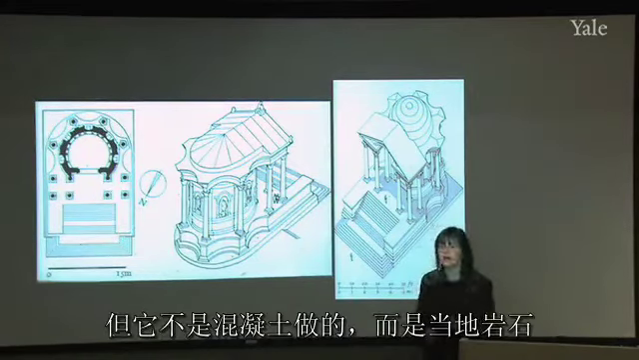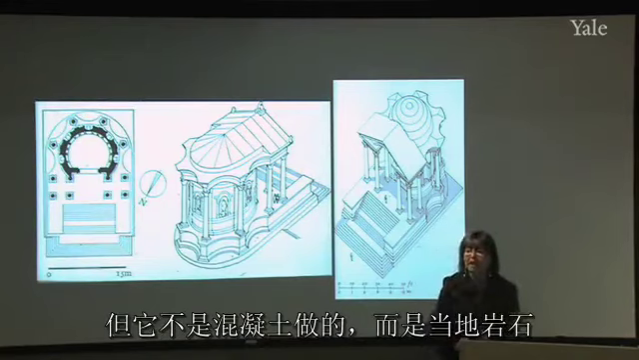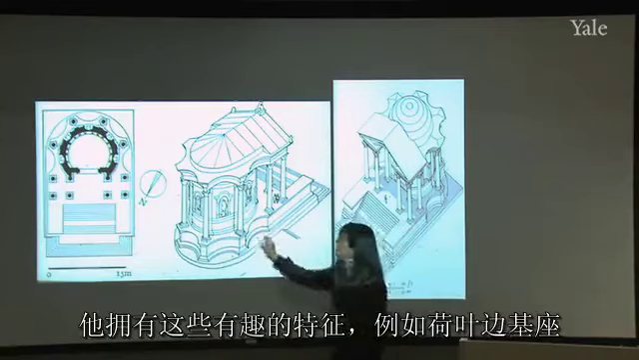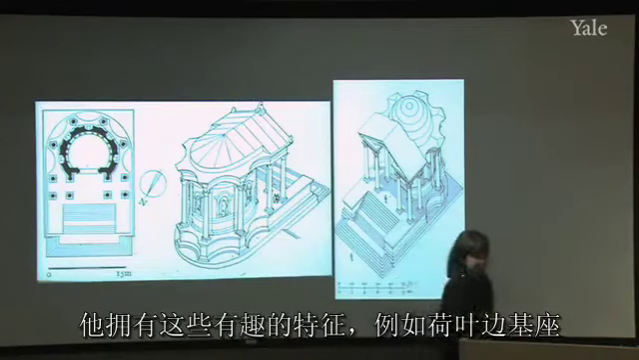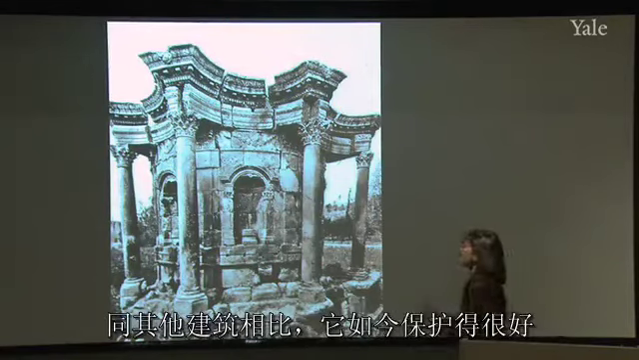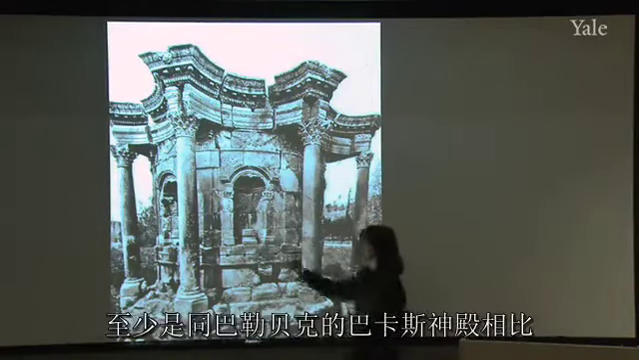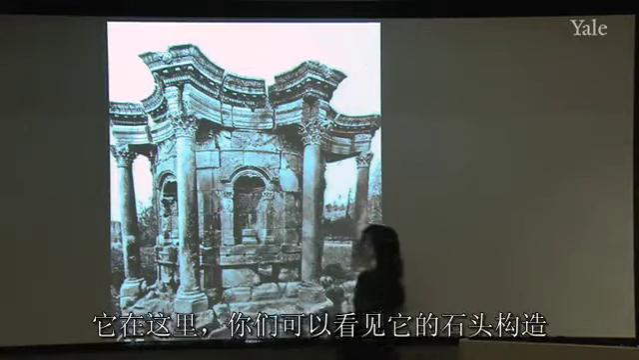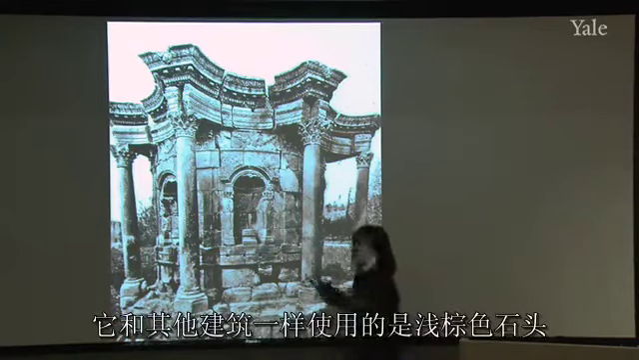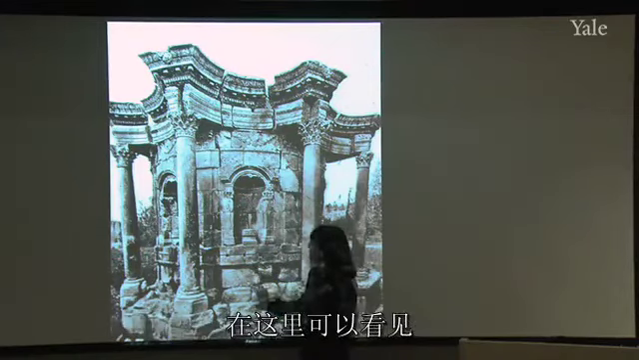But this is not made out of concrete. It is made entirely out of local stone. And again, it has these wonderful features like the scalloped base, and I show you a detail. It's very well preserved today, as are the other buildings, or at least the Temple of Bacchus at Baalbek. We see it here. You can see it's stone construction. Unfortunately, it's black and white, but you can get a sense it's the same honey-colored stone as the others. You can see the way it looks here.